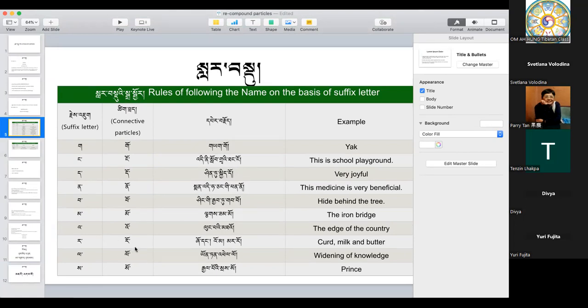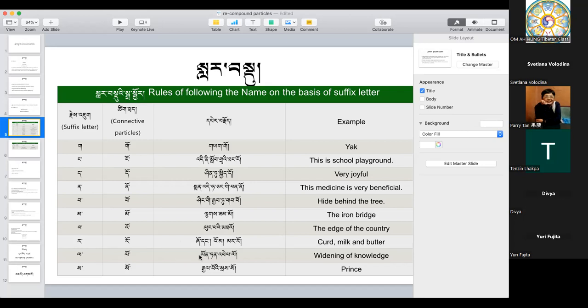Ra, ro. If a name has ra as a suffix letter, it will be followed by ro. Shotang, homa, marro. So since we have mar, which is butter, it has ra as the suffix letter. It is followed by ro. Curd, milk, and butter. Shotang mar, shotang homa marro. If a name has la as a suffix letter, it is followed by lo.